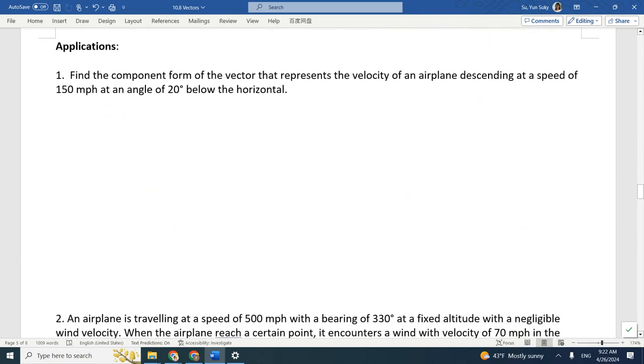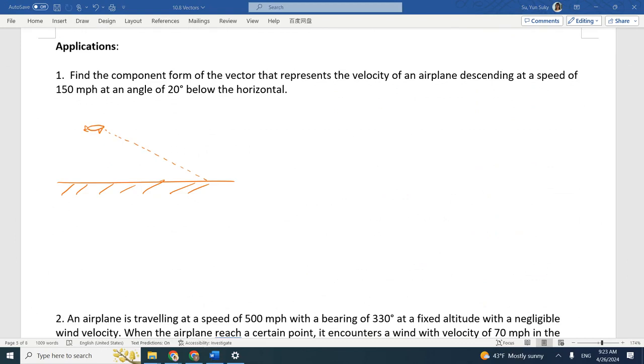Okay, let's continue. Applications. Find the component form of the vector that represents the velocity of an airplane descending at a speed of 150 miles per hour at an angle of 20 degrees below the horizontal. So we have the ground and an airplane here. I cannot draw a nice airplane. Maybe like that, a circle. Okay, so it's descending.